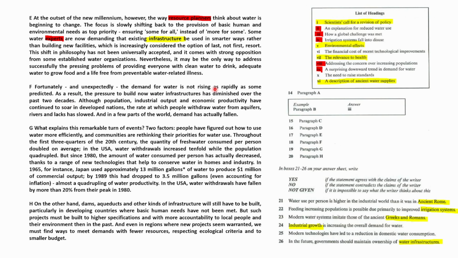Okay, it's about the demand of water. Although population, industrial output, and economic productivity have continued to soar in developed nations, the rate at which people withdraw water from aquifers, rivers, lakes, sea. See the word although. This is a contrasting connector, right? And now, please understand this concept. This is used in a complex sentence here. This is the first part of the sentence before the comma.